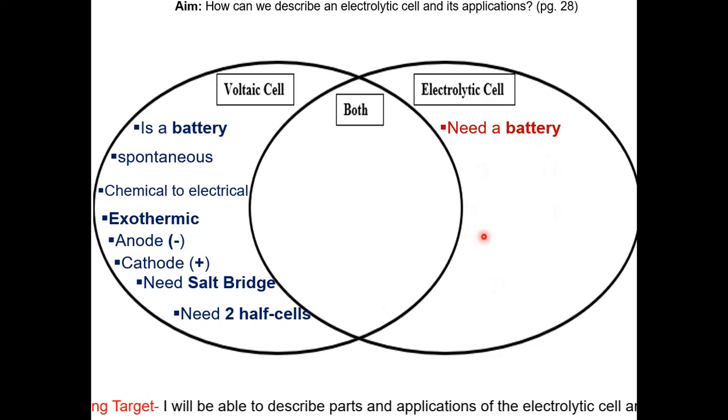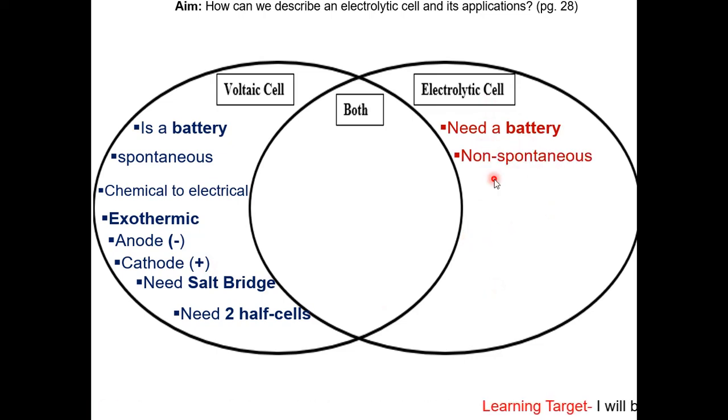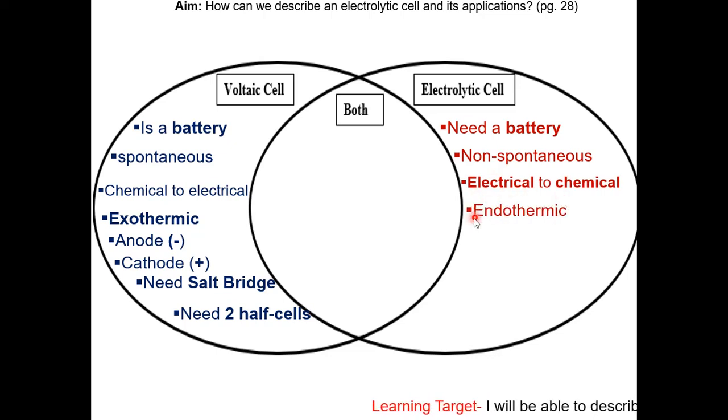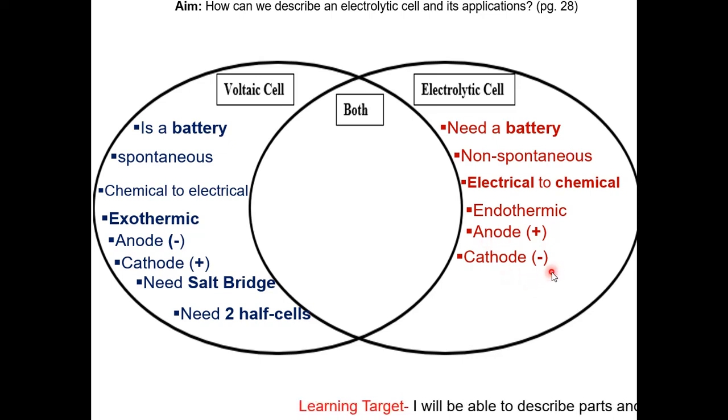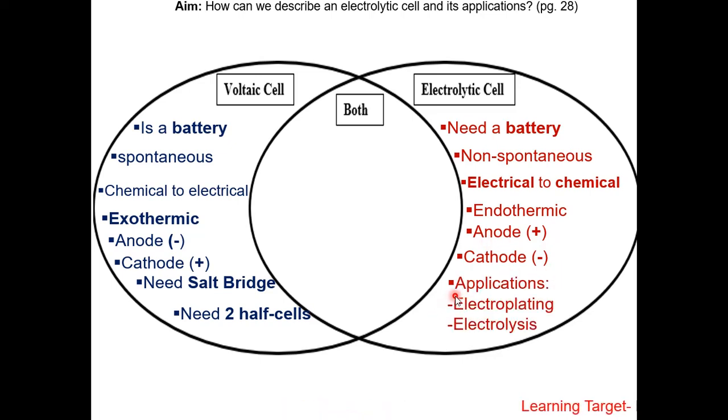For an electrolytic cell, it needs a battery. The redox reaction is non-spontaneous. It converts electrical energy to chemical energy. It's endothermic. The anode is labeled positive and the cathode is labeled negative. Here are two possible applications of electrolytic cells, electroplating and electrolysis. We'll cover these two applications later on in the lesson.